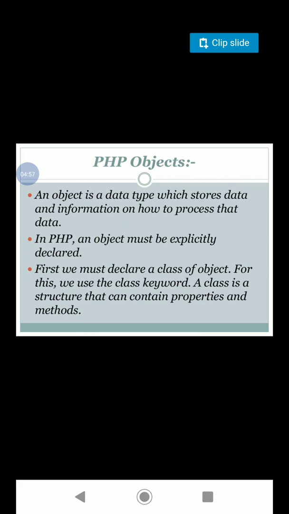So a class is a structure that contains the properties and methods that tell how your object is going to be.